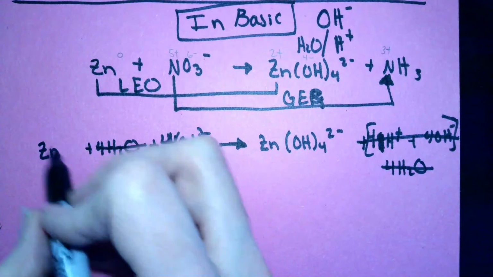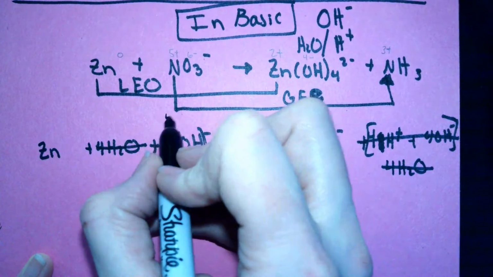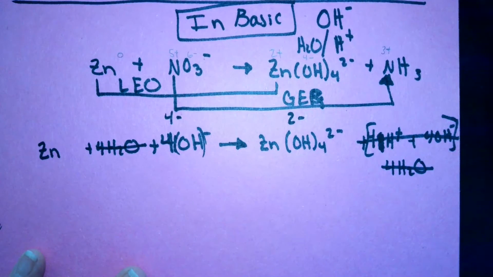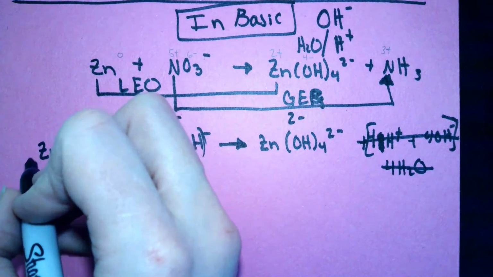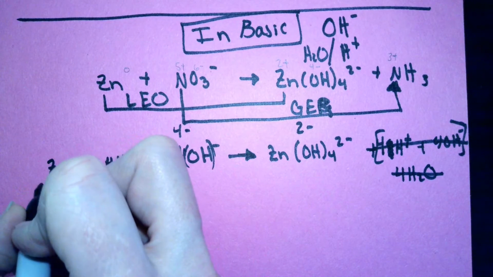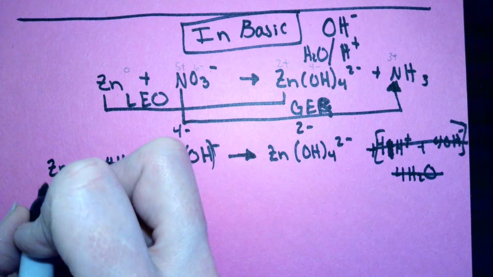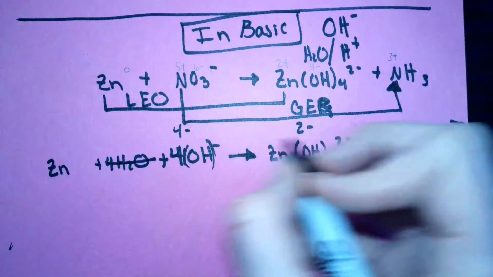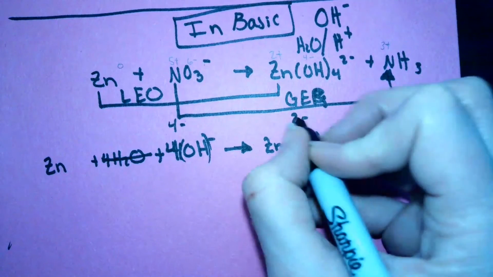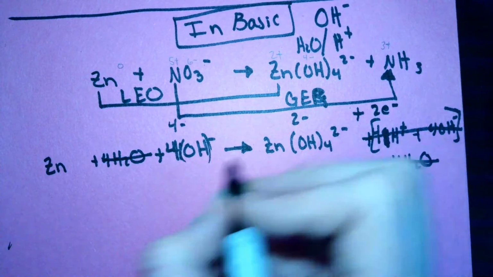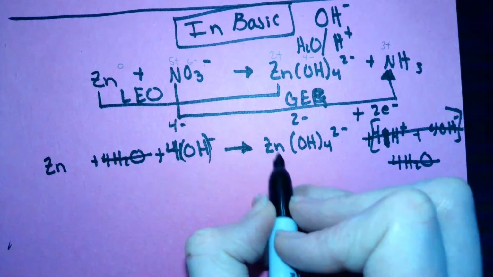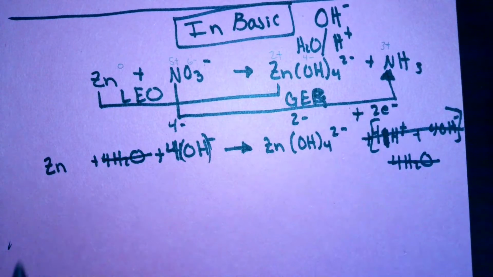So now we're going to balance our electrons. This is a neutral charge. This is 4 minus, and this is a 2 minus. Oh, no, this is 4 minus, this is 2 minus, so I have to add 2 electrons over here, sorry, because I want to get to -4. So I have zinc plus 4 OH- yields zinc hydroxide with the 2 minus charge plus 2 electrons.